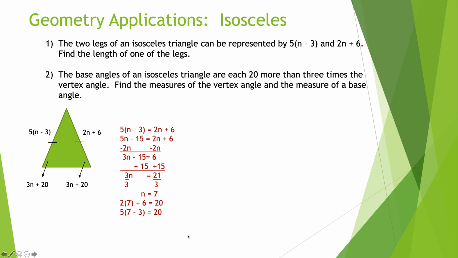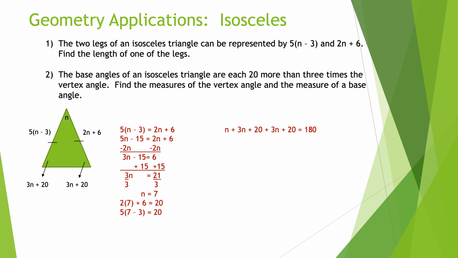Now, it says number 2, the base angles of an isosceles triangle are each 20 more than 3 times the vertex angle. Don't forget that vertex angle up there is n. The base angles are 3n plus 20. And we've got to add them up and set them equal to 180 degrees. You take it from here.